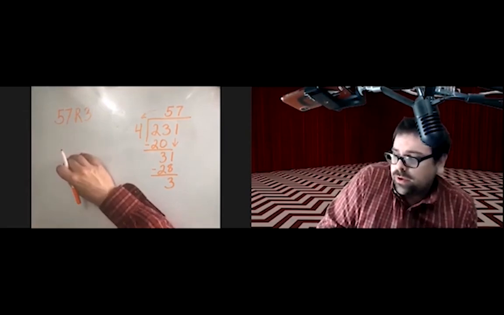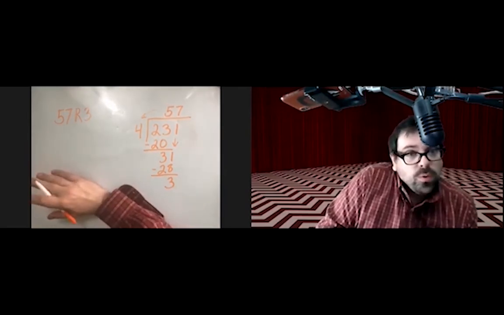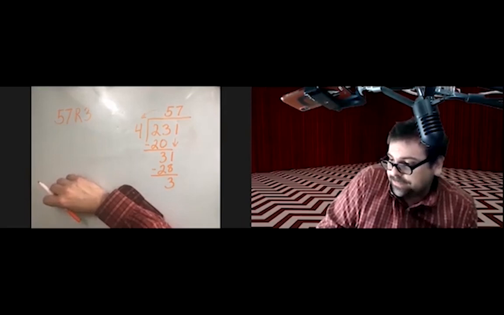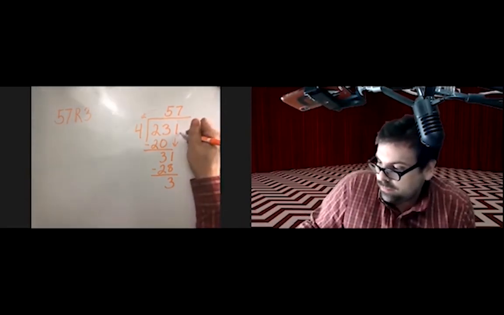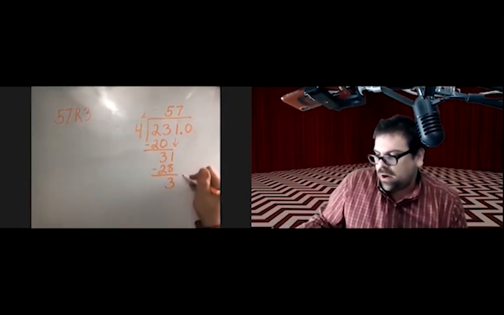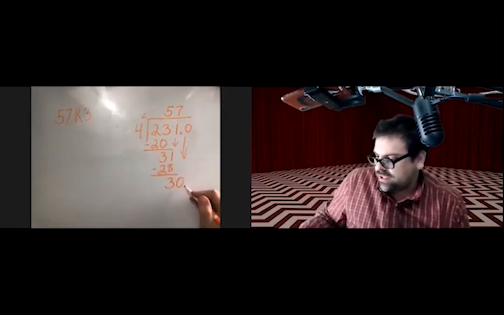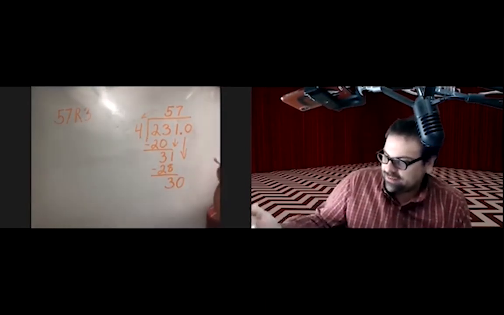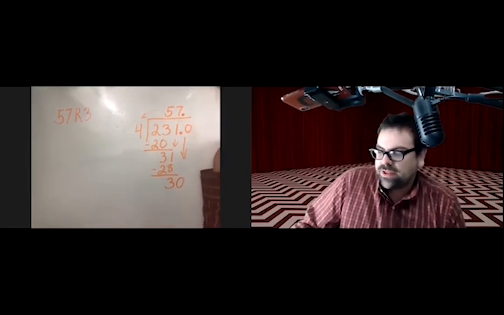Maybe we can do it as a decimal. What would we do for a decimal? We put in a .0 and we just keep going. Bring down the 0. 4 goes into 30 7 times again. Since we put a decimal point here, we have to put a decimal point in the answer in the same spot.